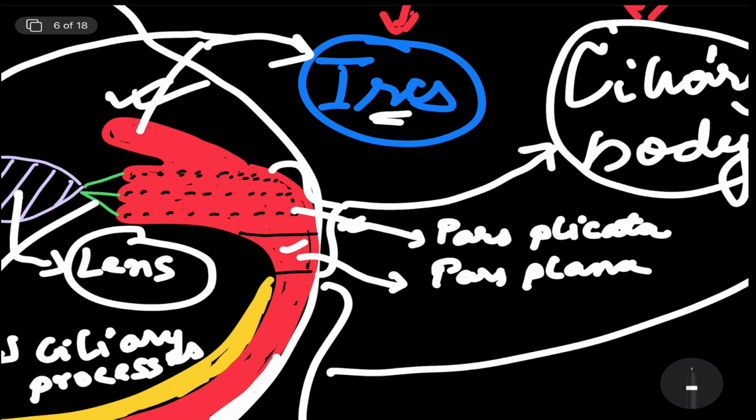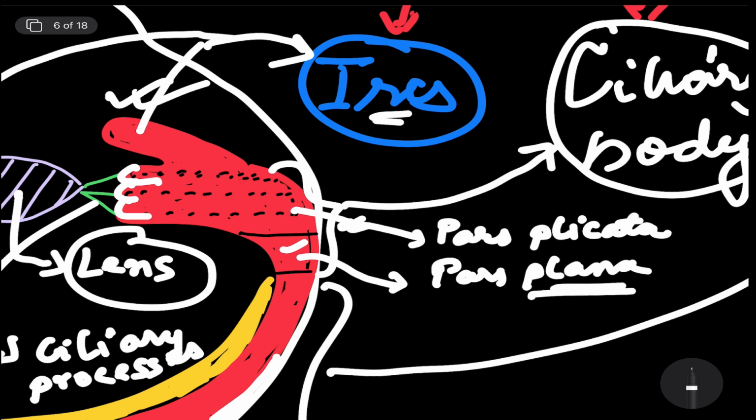Why exactly is it named pars plicata? Because it is thrown in plications, as you can see over here. Right? Can you see? So these are thrown in plications. It's thrown in folds for the ciliary processes to attach. That is why it is known as pars plicata, and pars plana because it is plane.